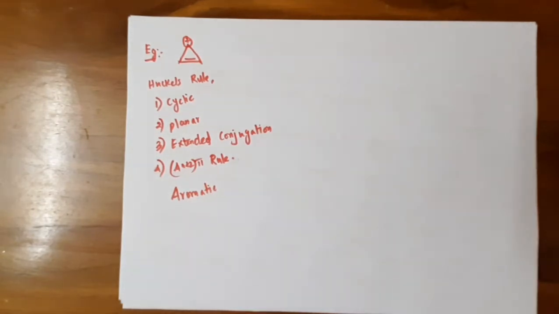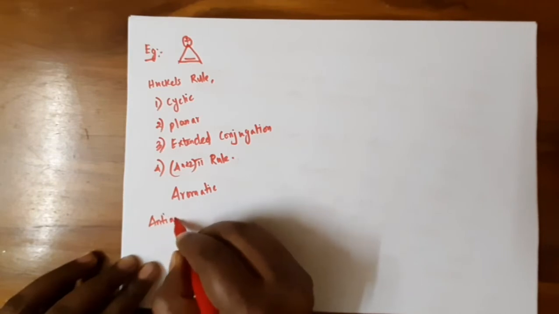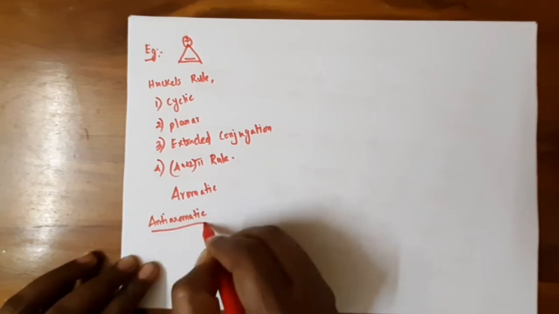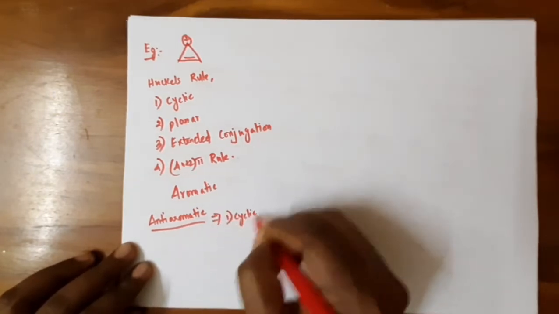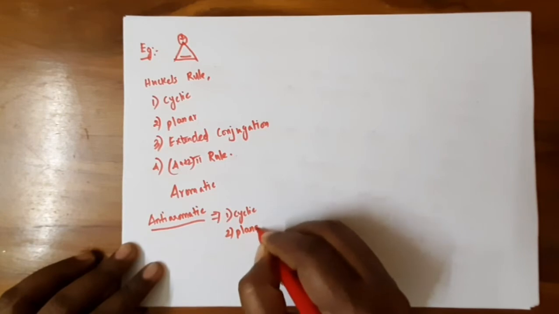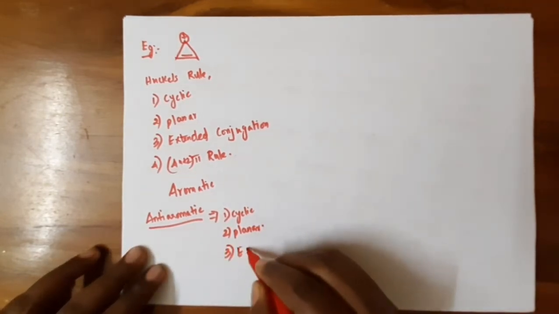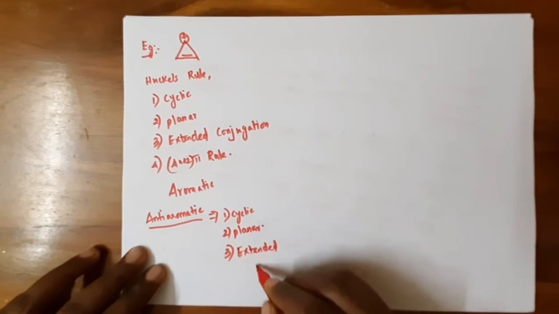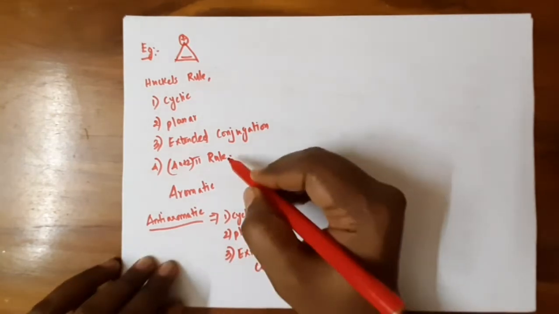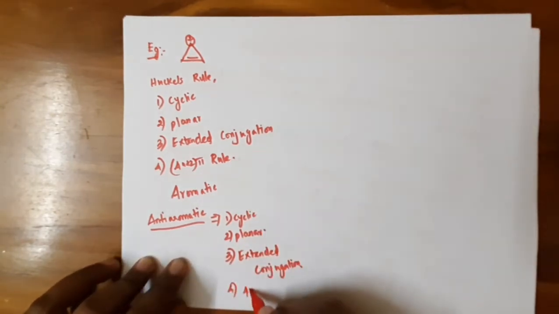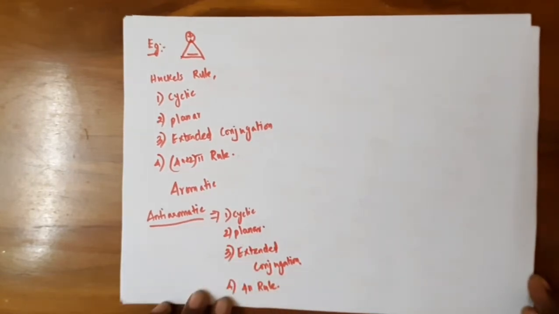For anti-aromatic, I told you already, this Frost circle is only applicable for aromatic and anti-aromatic compounds. For an anti-aromatic system, again the compound should be cyclic, planar, that is, the carbon atoms are sp2 hybridized, and it has extended conjugation. And in anti-aromatic, instead of the 4n plus 2 pi rule, it should obey the 4n rule. So those are the criteria for an anti-aromatic system.